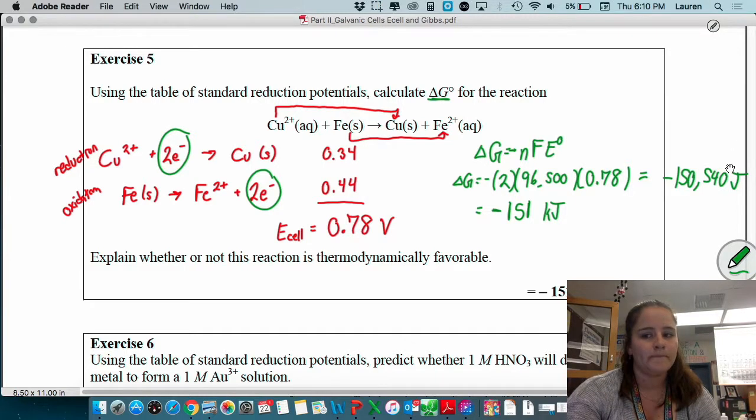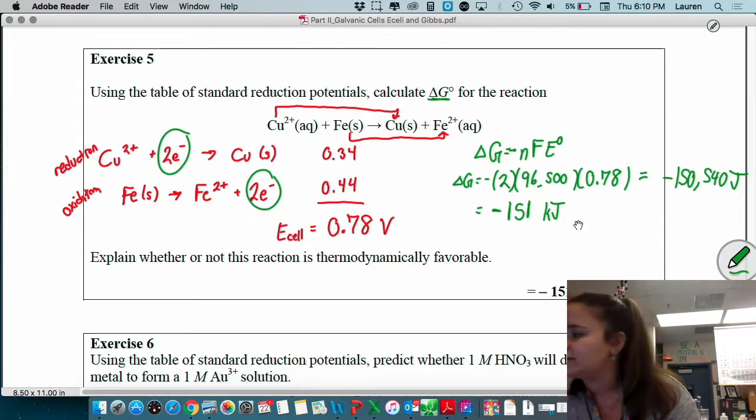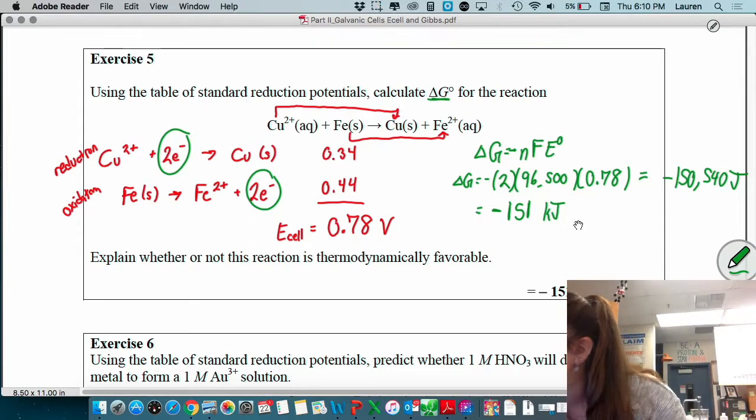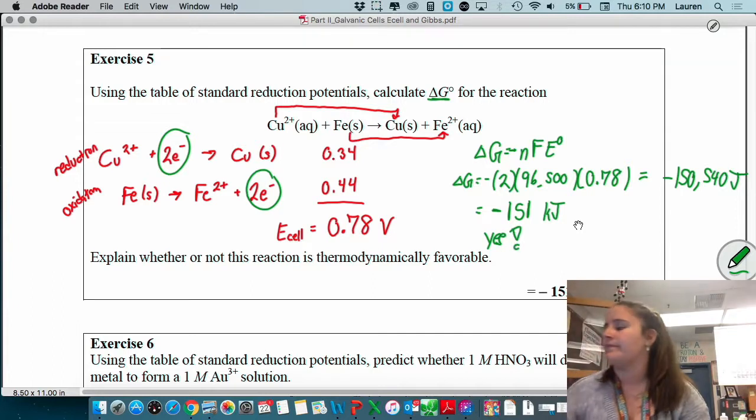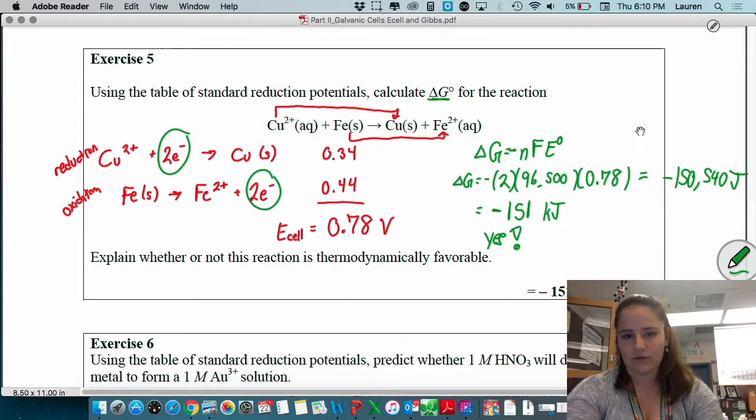Okay, cool. So that means yes, negative delta G. It is thermodynamically favorable. Yes.